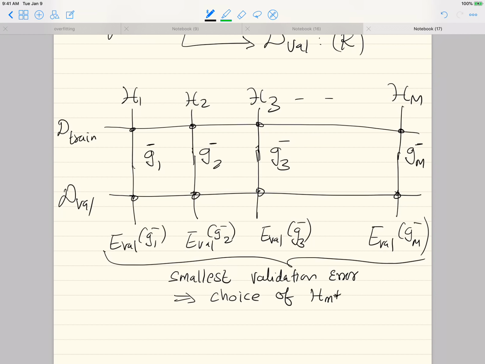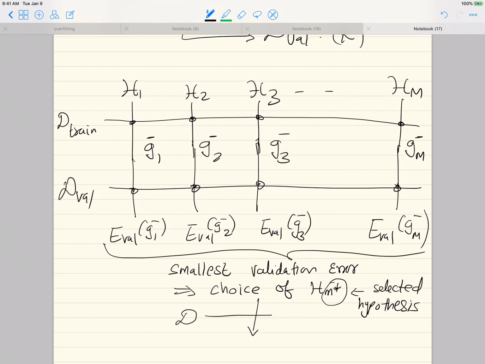Now, M star is the selected hypothesis class. Once you have selected it, you go back and train it on the entire set D. You should never leave points out. And then you get G, which is the output hypothesis, which is going to be an element in H of M star.